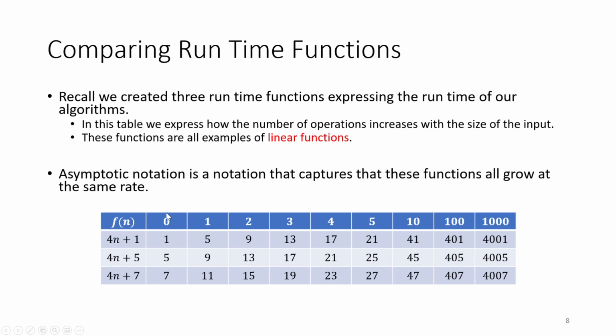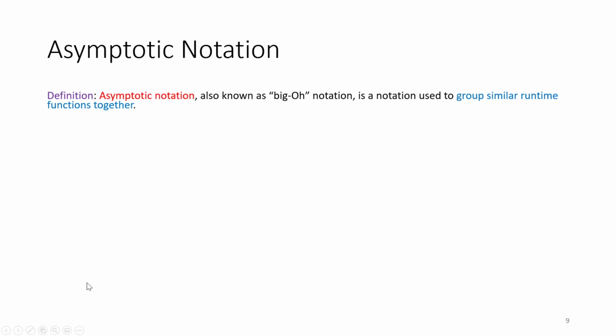So the growth rate is what we want to focus on, so we're going to use this new tool, which we're going to call asymptotic notation, or big O notation, and I'm going to define that right here. Asymptotic notation is sort of the mathematical jargon name. I might talk about that in a second. We more commonly call it just big O notation after the big O that we use in the notation. And the purpose of it, again, is to group similar runtime functions together.